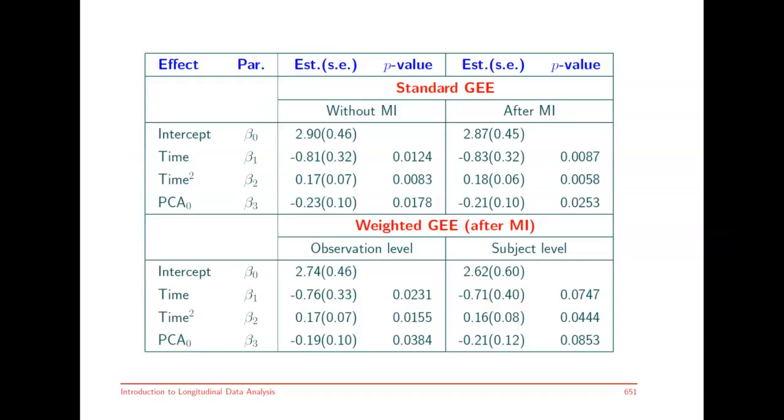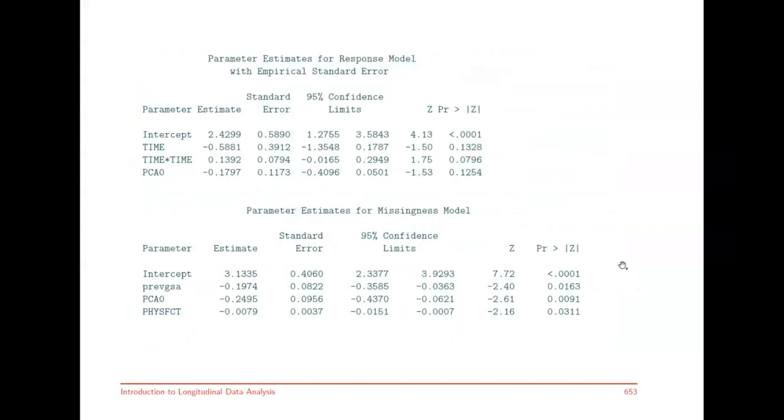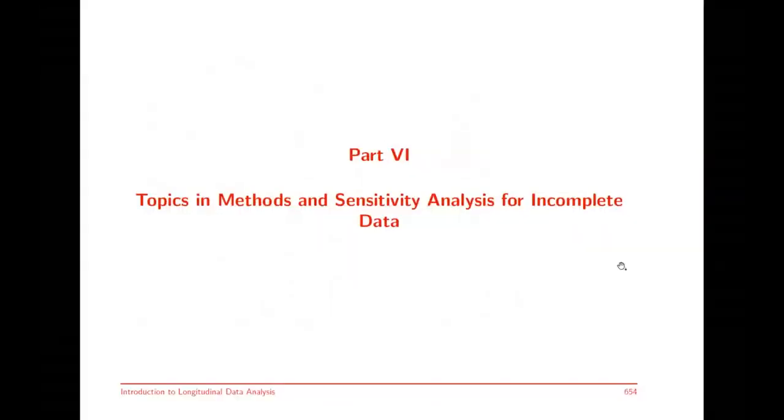Good. And then I have the observation level and the subject level, and you see once again that it makes a difference. I have pretty significant results with the observation level weights, which are the more efficient ones, and only one borderline significant result with the subject level weights, which are a bit more wasteful. Okay, that's what the output looks like.